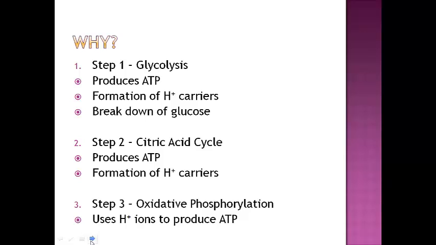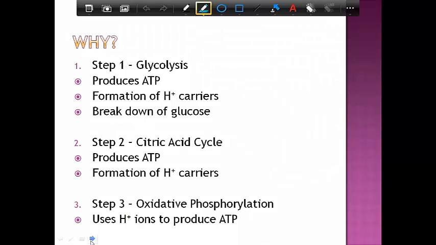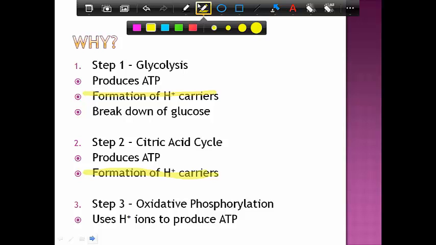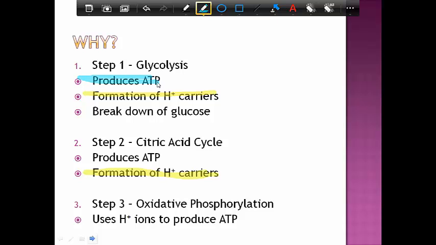We discussed step 1 and step 2 already, glycolysis and the citric acid cycle, and hopefully you recall that we are at the point where we've made a bunch of hydrogen ion carriers, the NADH and the FADH2, but we haven't made very much ATP. There's a little bit of ATP made in glycolysis, a little bit in the citric acid cycle, but we haven't gotten to the whole goal of cellular respiration, which is to make a bunch of ATP.